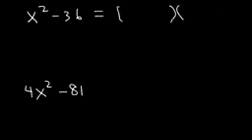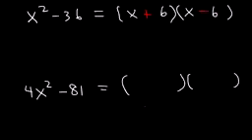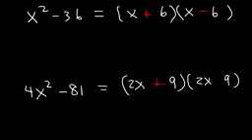So the square root of x squared is x. The square root of 36 is 6. So it's going to be x plus 6, x minus 6. Now we're going to use the same technique to factor 4x squared minus 81. The square root of 4x squared is 2x. The square root of 81 is 9. So it's going to be 2x plus 9 and 2x minus 9.